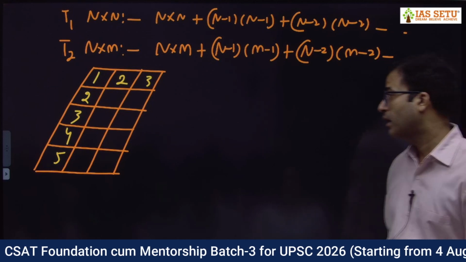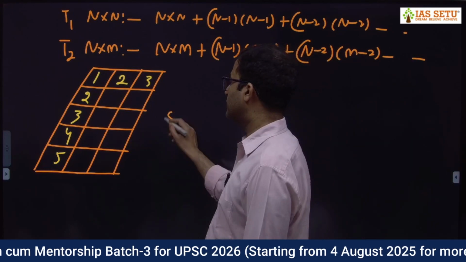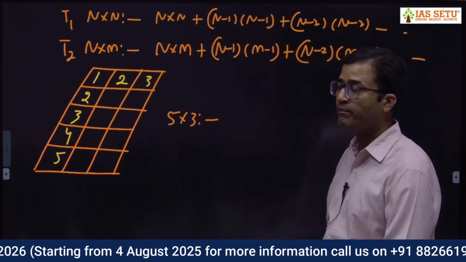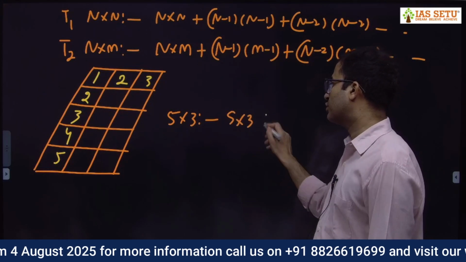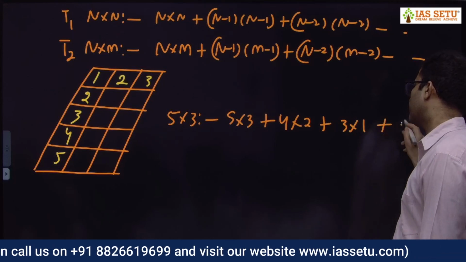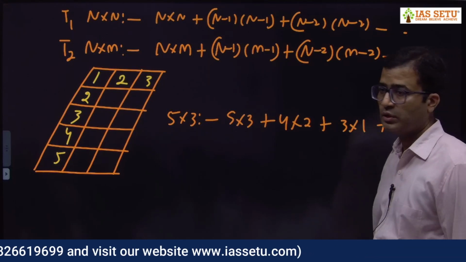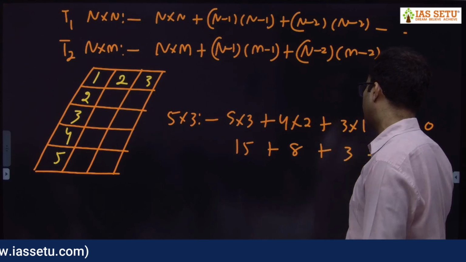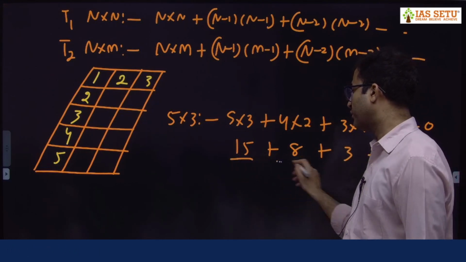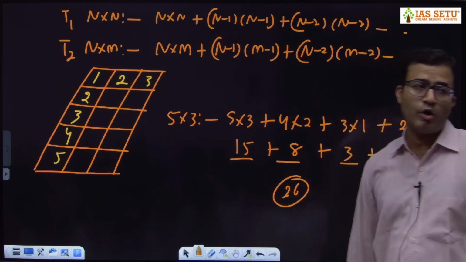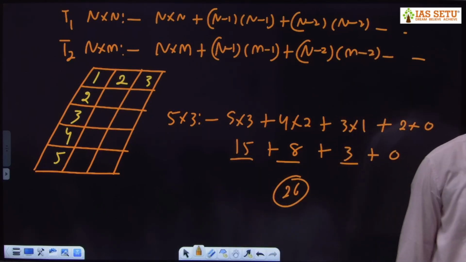So now here this is a 5 by 3 figure. So how many rhombus are there? 5 into 3 plus 4 into 2 plus 3 into 1 plus 2 into 0. So what we get? 15 plus 8 plus 3 plus 0. So what is 15 plus 8? 23 plus 3, 26. So how many rhombus do we have here? We have 26.